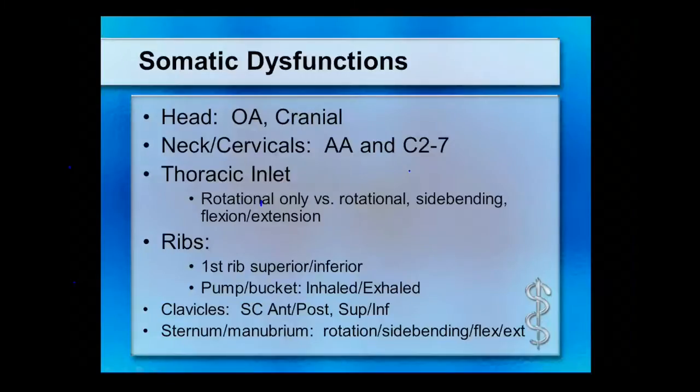All right, somatic dysfunction: remember the OA and obviously the cranial effect or findings. The AA and the cervicals, thoracic inlets, the rotational components versus the other three-dimensional components, rib raising, and ribs, the bucket handle, the clavicles, and the sternum and the manubrium.